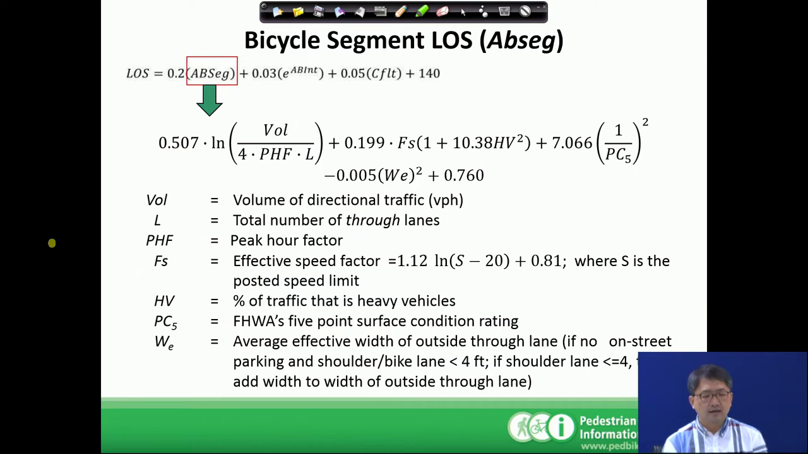So this is the impact of the segment itself. It's a function of the volume and PHF, the peak hour factor. Peak hour factor is considering the so-called worst 15 minutes. How many of you know PHF?